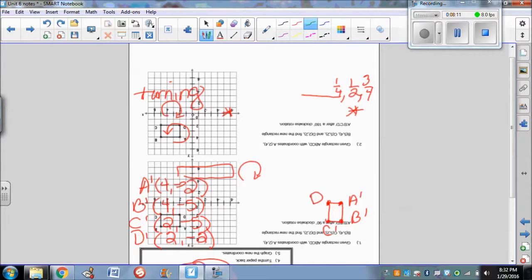B, let's see where B is. B is -5, -4. Write that down. C is -5, -2. And D, 2 to the left, 2 down, that would be -2, -2. So you should have your 4 new points written on your scrap paper. Now turn your paper back around.